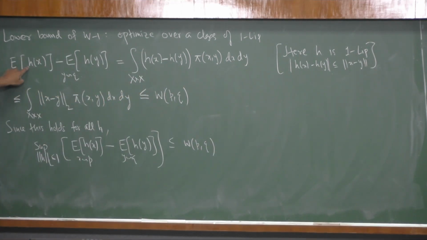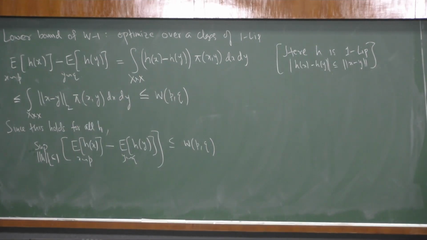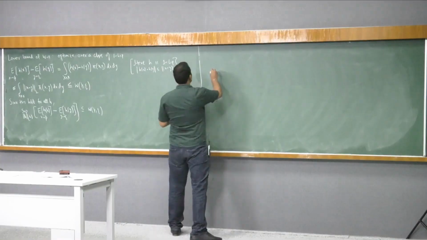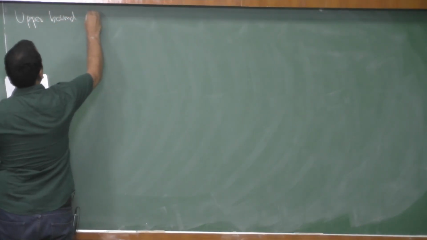If this holds for all h, then the supremum should also hold for all h. Okay, that's what we are claiming. So W(P,Q) is lower bounded by this. Now what we will say is that W(P,Q) is also upper bounded by this, and hence W(P,Q) is equal to this. So now, the upper bound of W(P,Q).